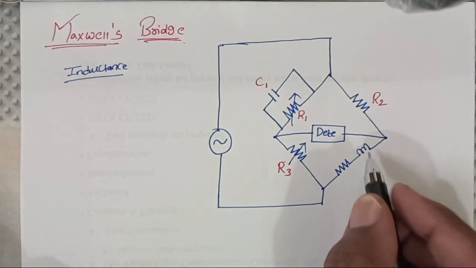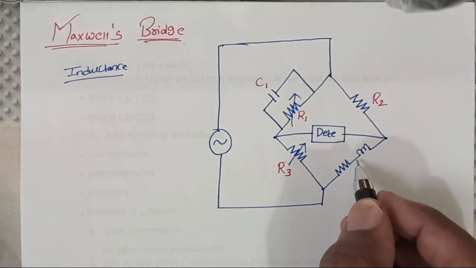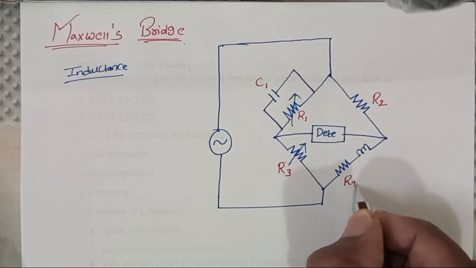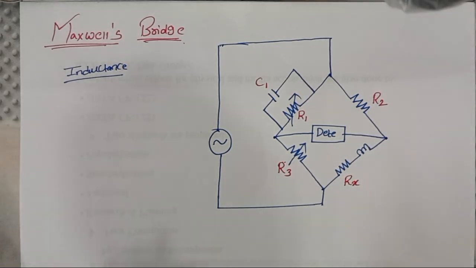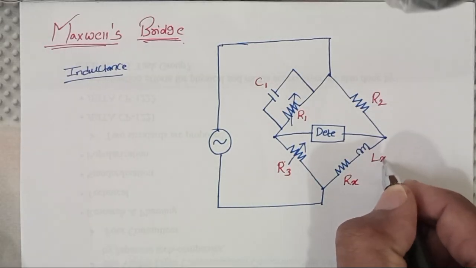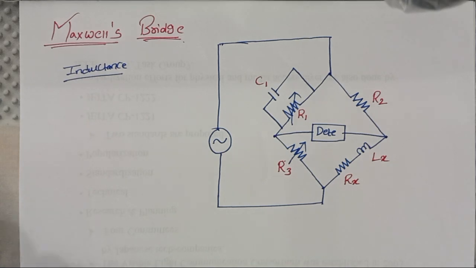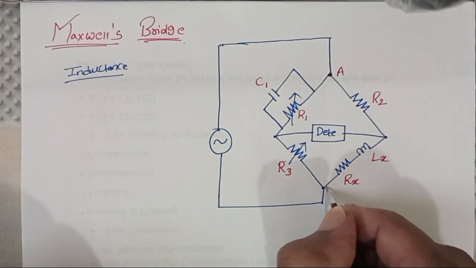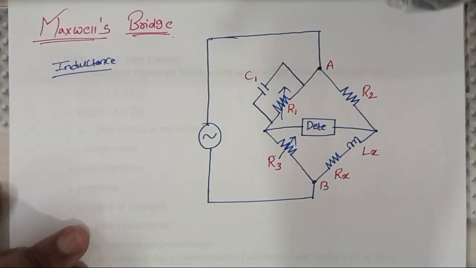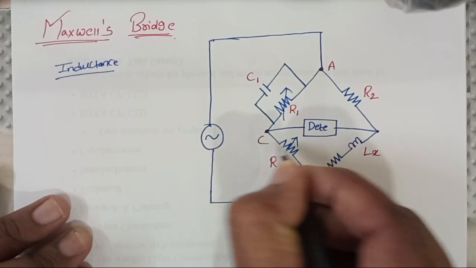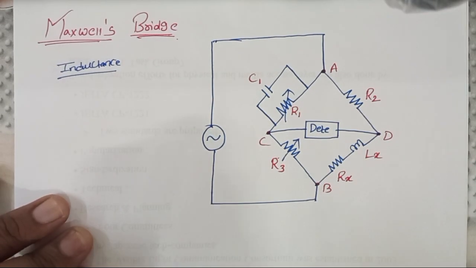And I'm assuming these two are unknowns. The resistor is represented as Rx, and the inductor is Lx. The points are A, B, and terminals C and D.